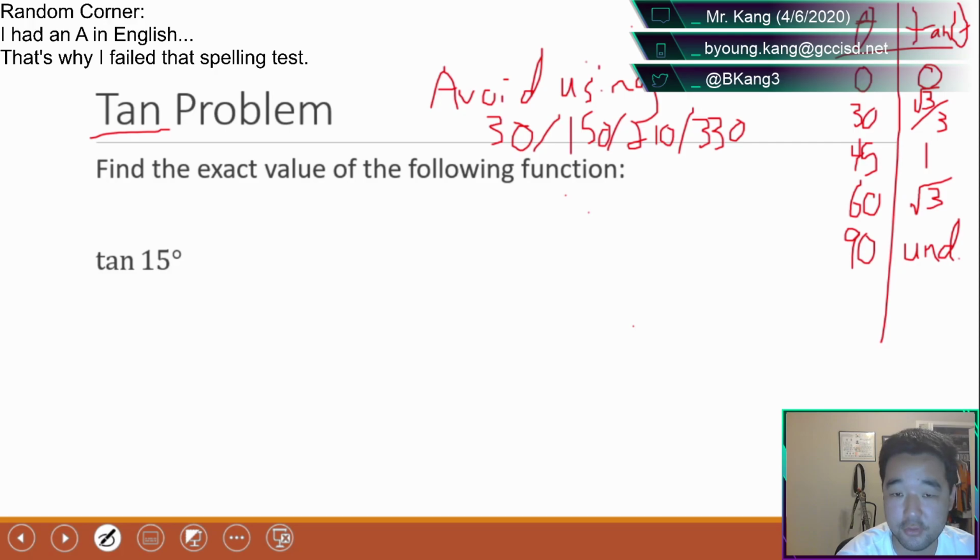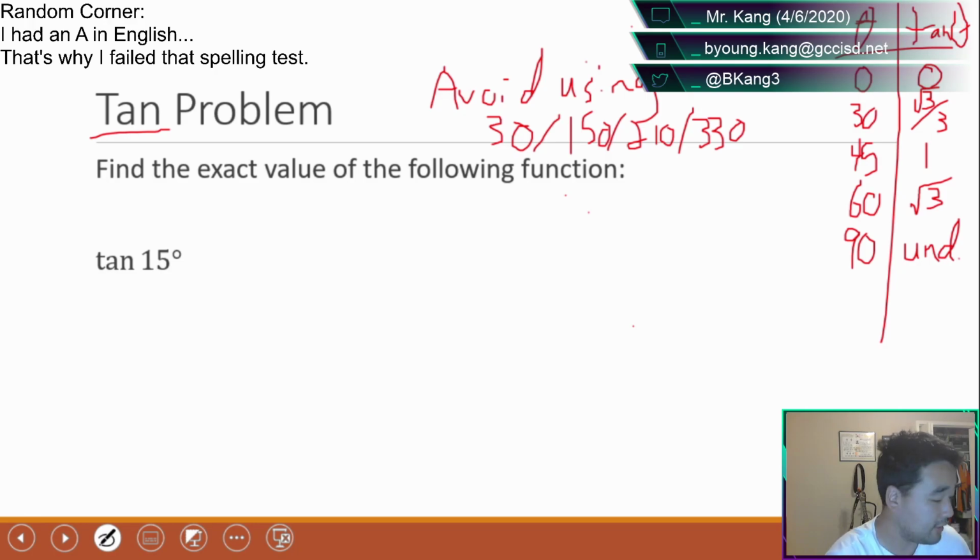You can ask any of my dual credit students why we tend to avoid using those, if you have any questions about why. It makes the work over twice as long. So I'll tell you that. So instead for tangent of 15, I'm going to use 60 minus 45.